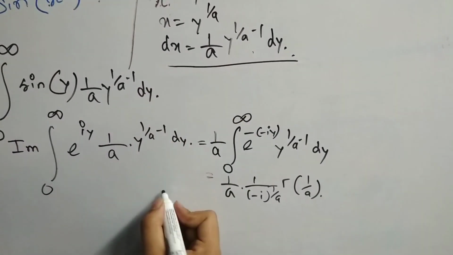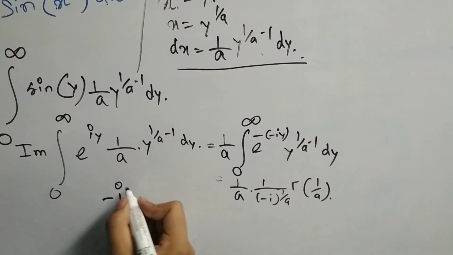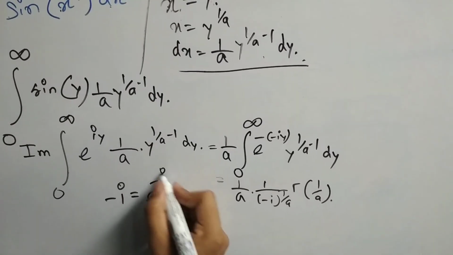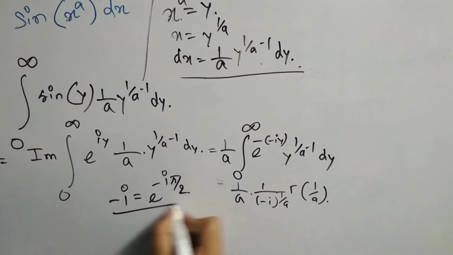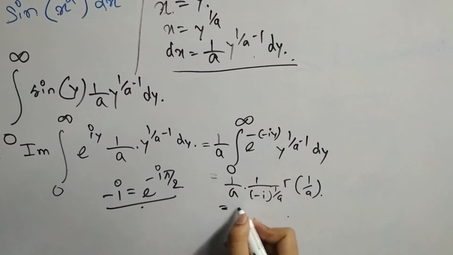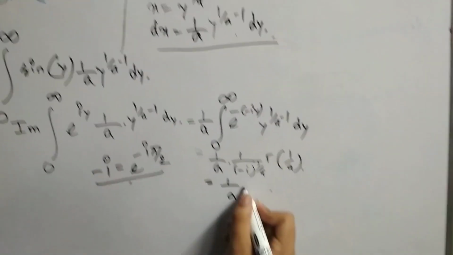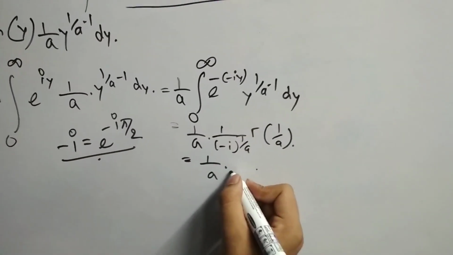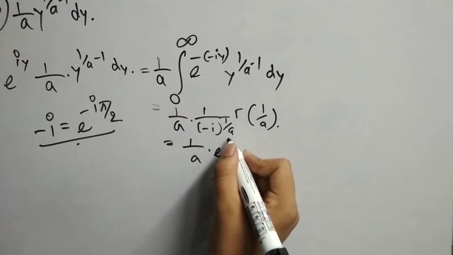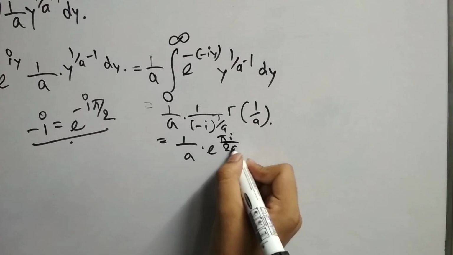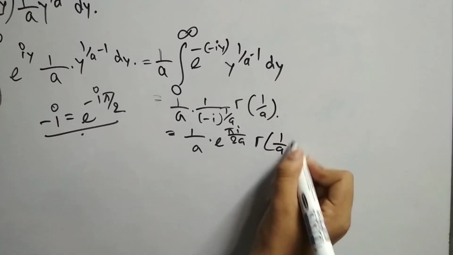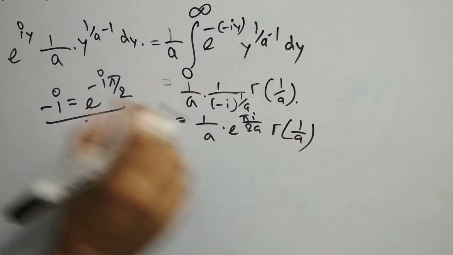Now you can see minus i is actually e to the power minus i pi by 2. So employing this result back in here, we will get 1 upon a times e to the power pi i by 2a, gamma of 1 upon a, and we need to take the imaginary part of this integral, which is our answer.